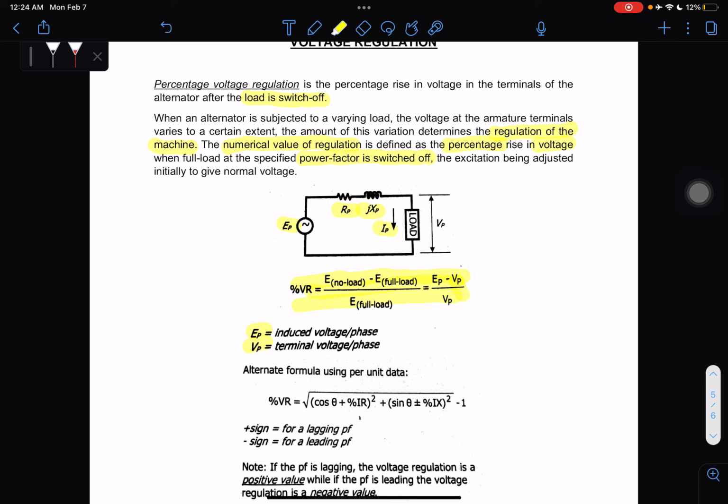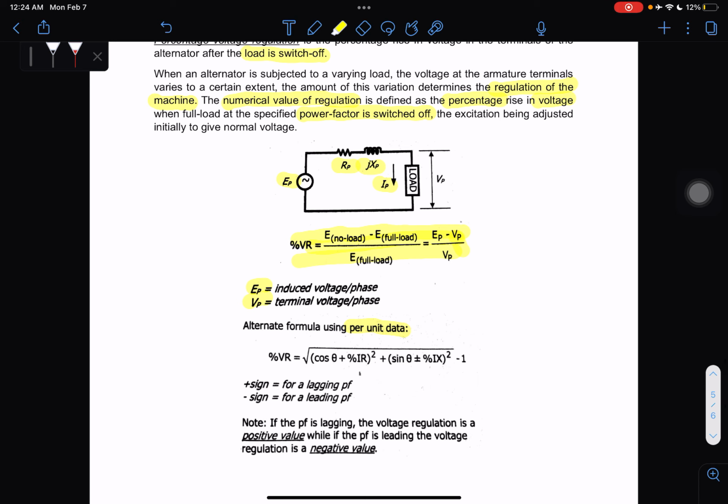So we have also an alternate formula using per unit data. So naputay laing formula. So duha atong formula sa atuang voltage regulation. So we have here percentage is equal to square root of cosine theta plus percent regulation of I multiply sa resistance squared plus sine theta, positive or negative for a lagging PF or leading PF. So take note diri sa atong voltage regulation, positive sign siya if lagging.